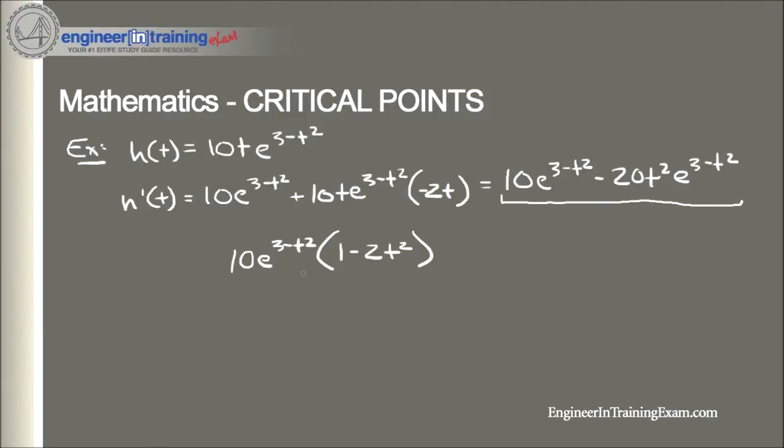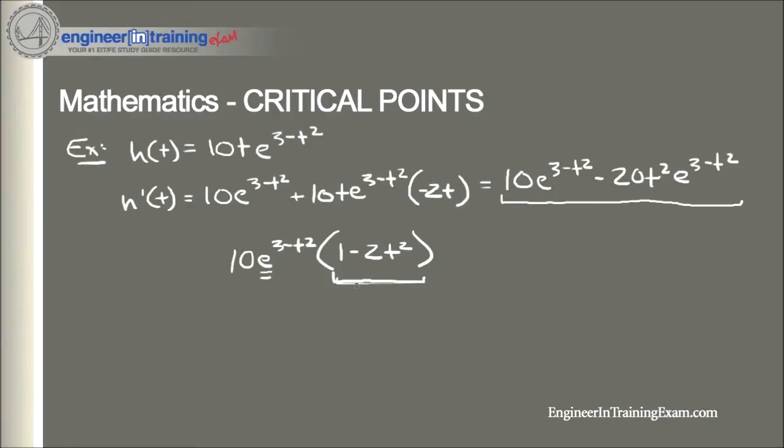And now this function will exist everywhere, so there's no critical points where the derivative of this function will not exist. So no critical points will come from that. Now determining where this function is 0 is easier than it looks. We know that exponentials are never 0, and so the only way the derivative will be 0 is if we try to make this term right here, 1 minus 2t squared, equal to 0, because we know the exponential will never be 0.